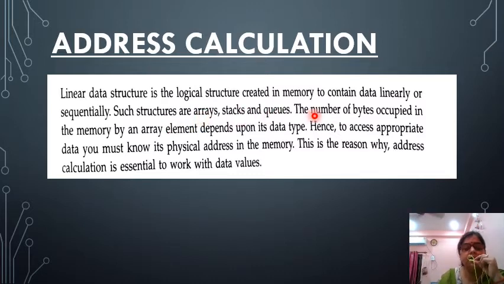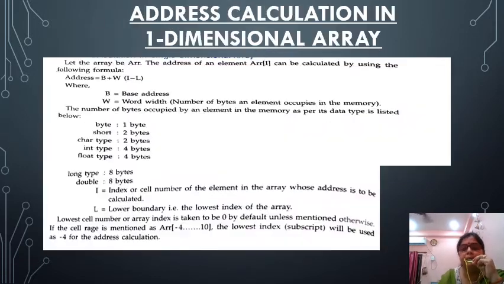queues. In this we will learn how many bytes are occupied in the memory by an array element, which depends upon its data type. Hence, to access appropriate data we must know its physical address in the memory. We must know how much data is going to occupy in the memory, and which type of data it is. So this is the reason why address calculation is essential to work with the data values. That's why we need to work with the address calculation, to know how much memory the data values are going to take in your array.